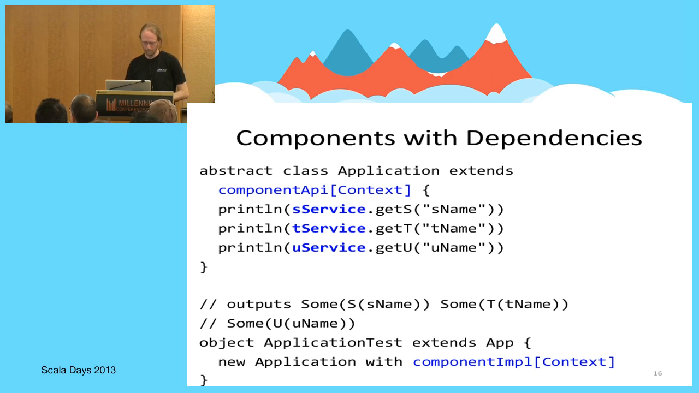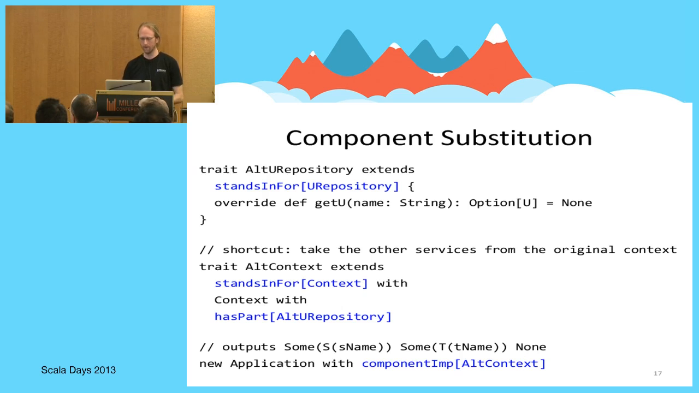So that's a great start, but we want to deal with component substitution, which was the motivation for this whole business. So I have an alternative version of the U repository. This one, the getU returns a none instead of a sum. And what I wanted to say in my dependency injection language, I'm going to use the pseudocode stands in for. By the way, I think I forgot to say, everything I'm putting in blue here is my pseudocode for describing what we want to do for dependency injection. It's not real Scala code yet.